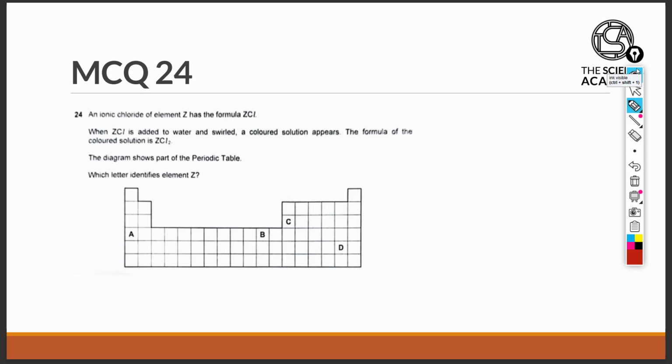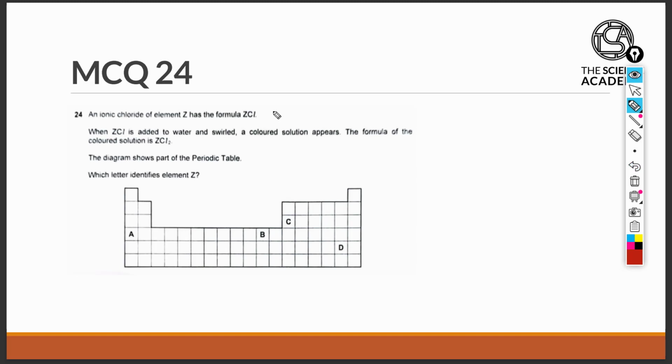Question 24. An ionic chloride of element Z has the formula ZCl. When ZCl is added to water and swirled, a colored solution appears. The formula of the colored solution is ZCl2. The diagram shows a part of the periodic table. Which element identifies element Z?